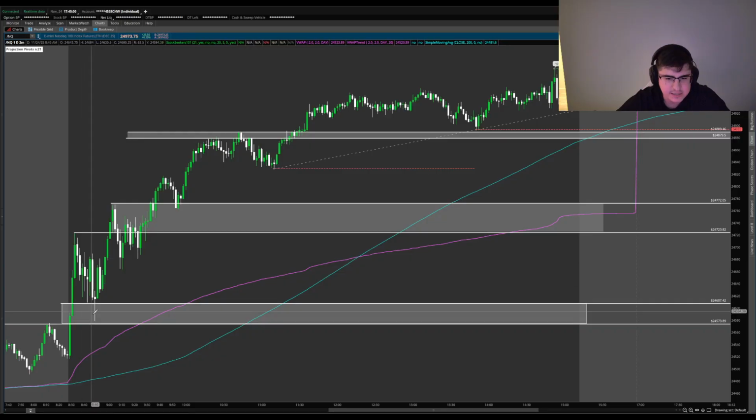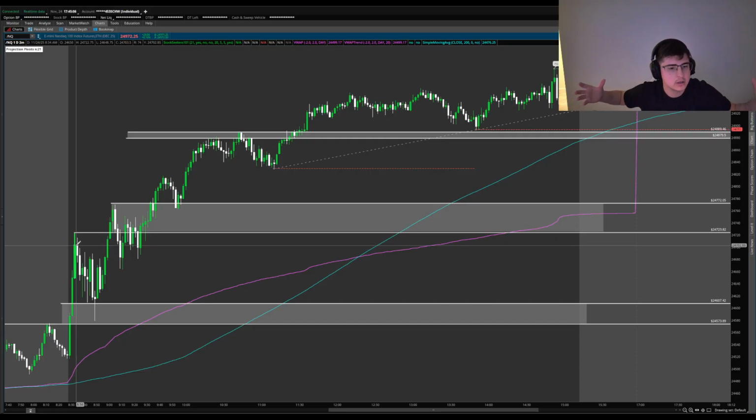Okay, so you guys can see we have a zone here. Market shot up very aggressively at market open. So I'm like, okay, we're going to be overall bullish. We're trading above the VWAP. We're trading above the 200-day moving average. We have a massive push to the upside. I'm leaning for bullish momentum.